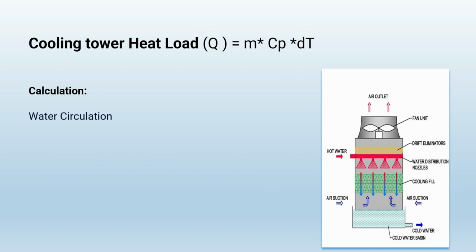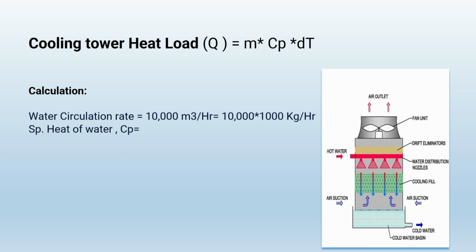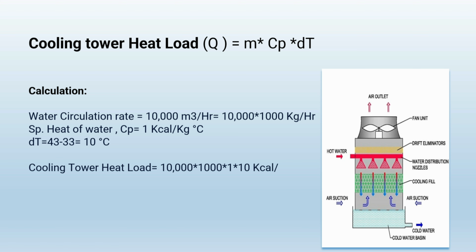Now we will calculate the cooling tower heat load. So cooling tower heat load is mass of cooling water flow into specific heat of water into range of cooling tower. Here is the calculation. If water circulation rate is 10,000 cubic meters per hour, we will convert it to kg per hour by multiplying it with 1000. As you know, specific heat of water is 1 kilocalorie per kg Celsius and range, as we have calculated earlier, is 10 degrees Celsius. Then cooling tower heat load is equal to 33068 TR. TR is the ton of refrigeration.